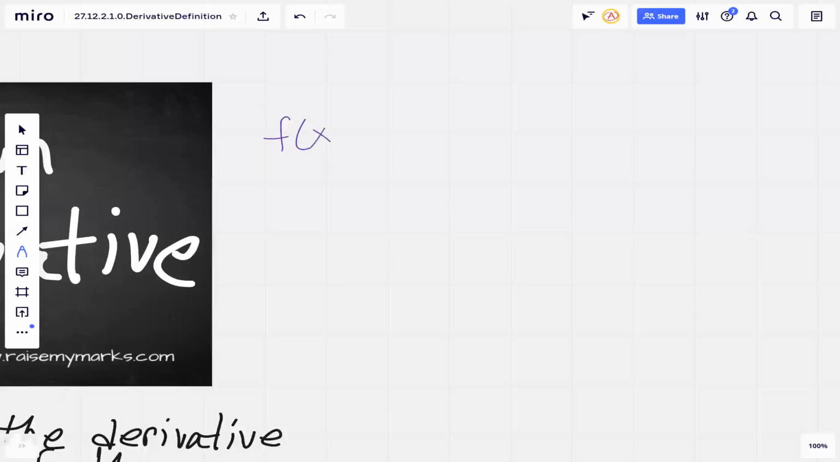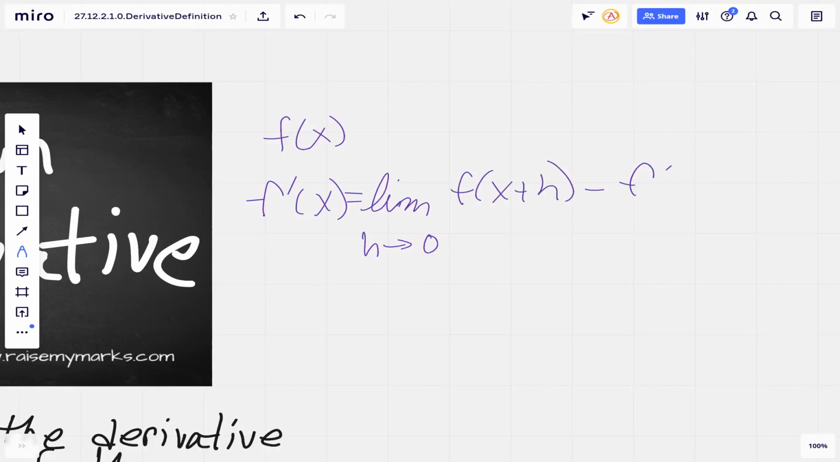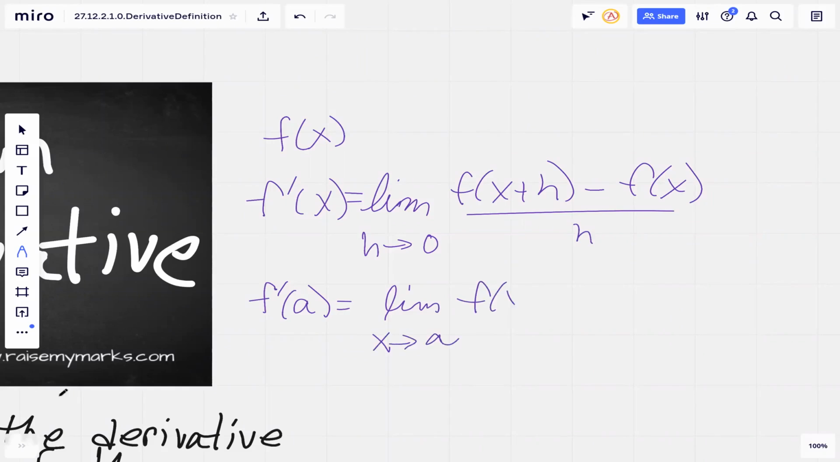So if we have a function f at x, the derivative equals a limit, we can do it as h approaches 0 of f at x plus h minus f at x over h. So I think in most cases we're going to use this definition. There's another definition if we're looking for the derivative at a particular point, say a, then we have the limit as x approaches a of f at x minus f at a over x minus a. So we may use either one of those depending on the situation.